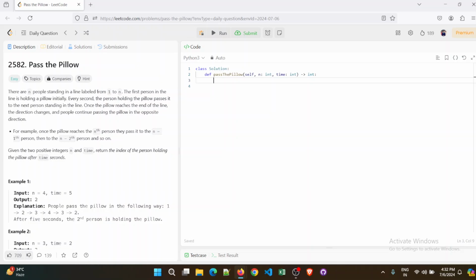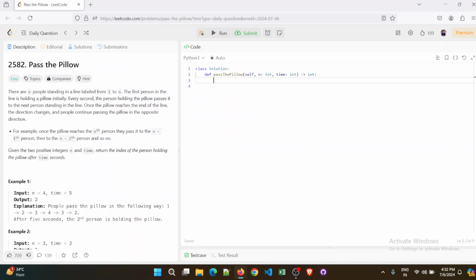Today we have an exciting problem to discuss, one that involves a bit of mathematical thinking and a fun scenario we can all visualize: passing a pillow among a group of friends standing in a line. Let's understand the problem statement.